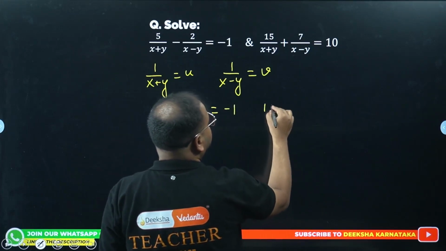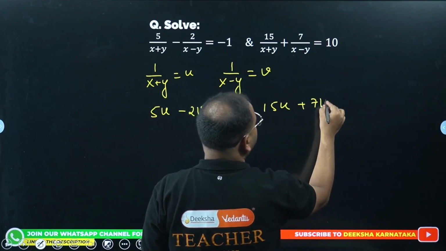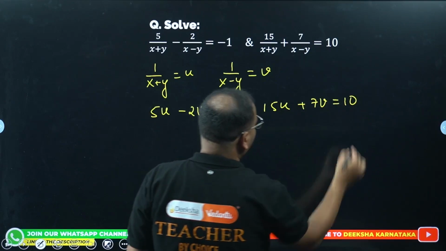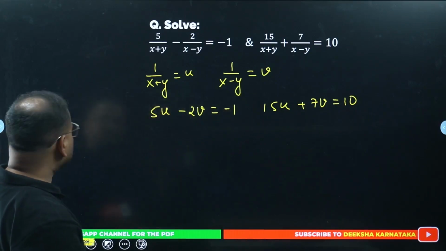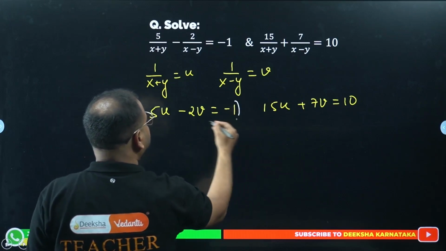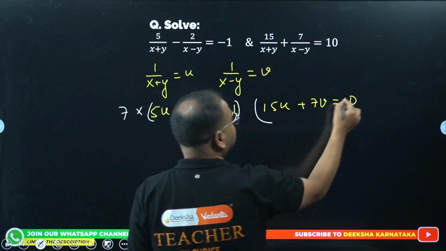Second one, 15u plus 7v equals 10. Okay, great. Now what is the simplification? We're going to use the elimination method again. Do one thing: multiply here with 7 and multiply here with 2.